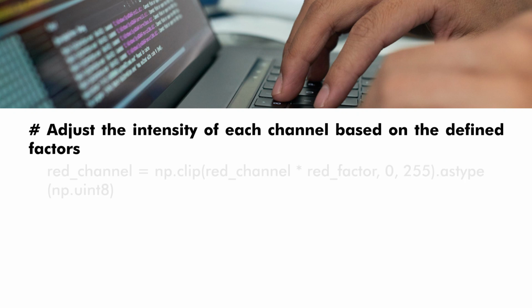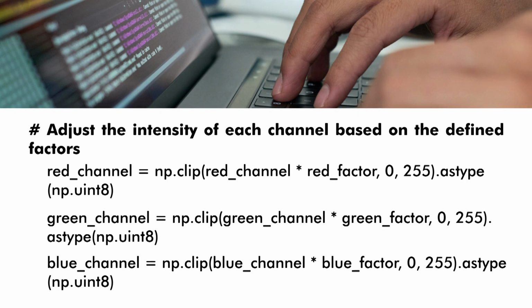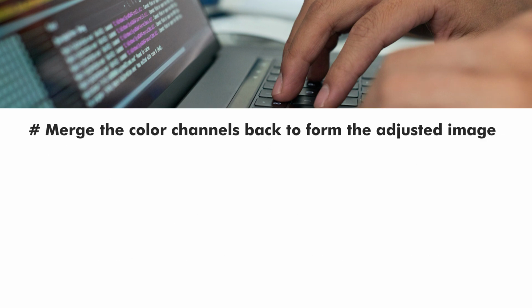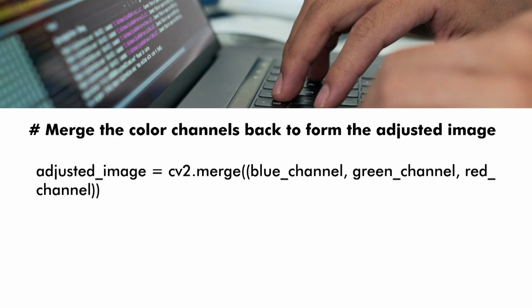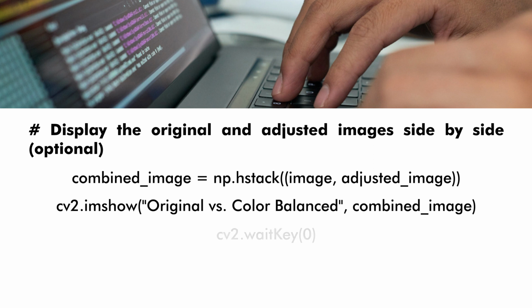After that we have to adjust the intensity of each channel based on the desired factors. Then we have to merge the color channels back to form the adjusted image. Then display the original and adjusted image side by side, that is optional.